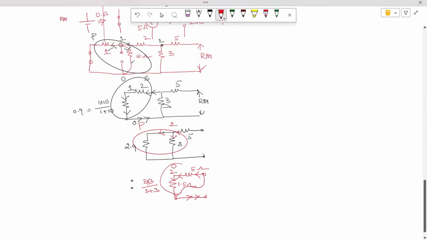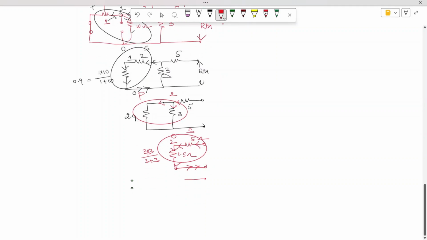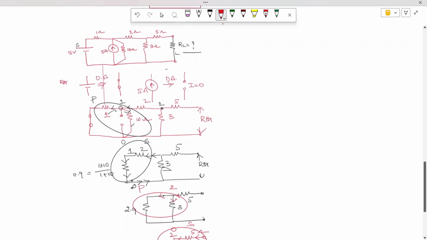Then I can say these two branches are once again connected in series. So whenever they are connected in series, it will be reduced into one single resistor, that is 6.5 ohms. So this will be the value of our RThevenin. So RThevenin value is 6.5.